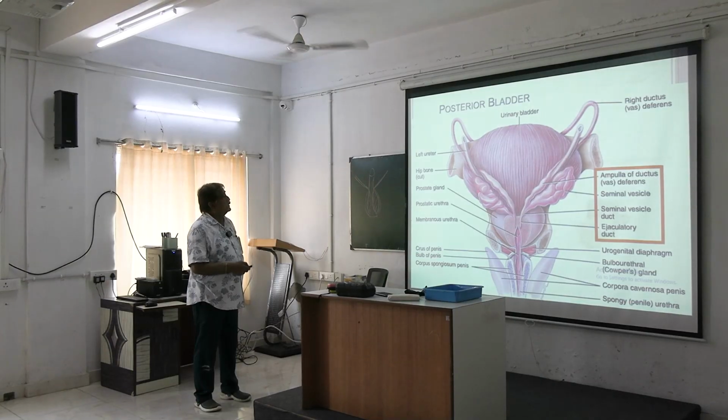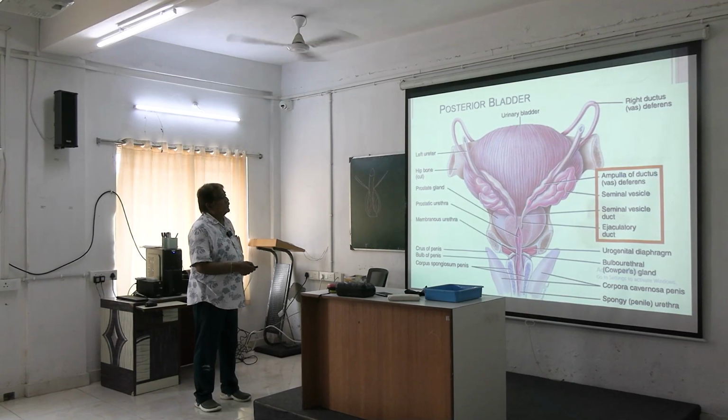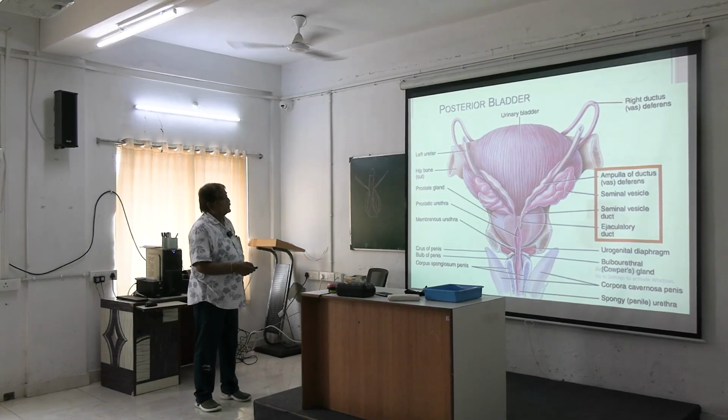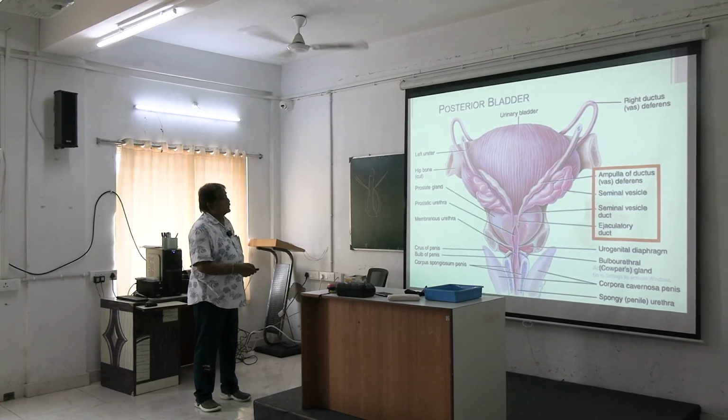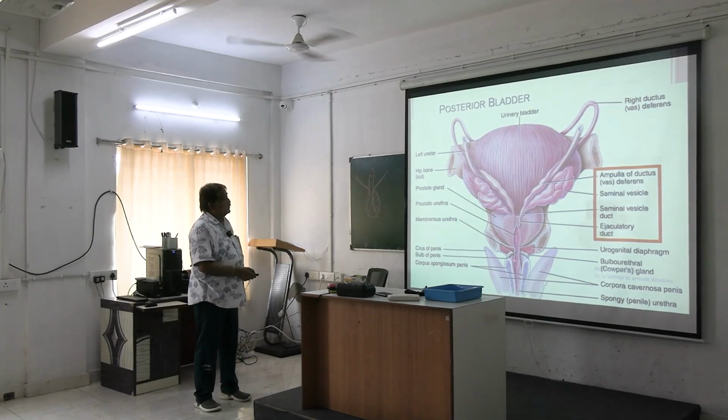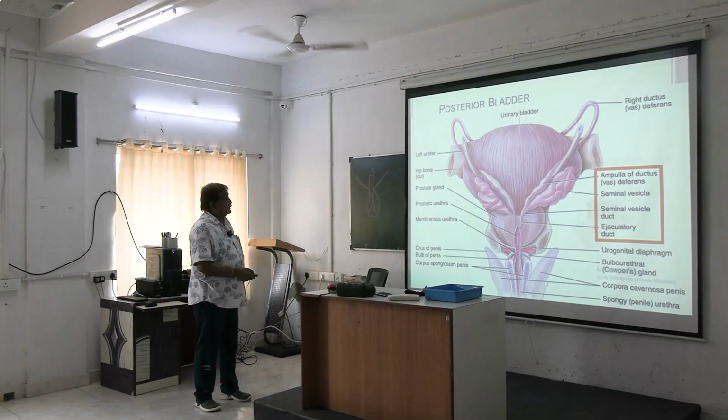This is the left ureter, this is the bladder, this is the seminal vesicles. This is the ejaculatory duct. It releases in the prostate here. The prostatic urethra, I told you, urethral membrane, crus of the penis, here crus of the penis, bulb of the penis, and corpus spongiosum of the penis.